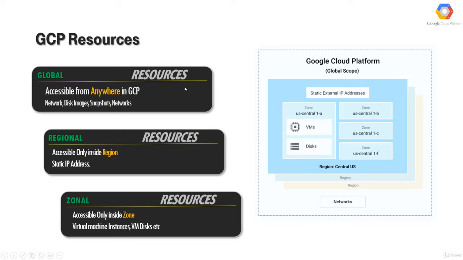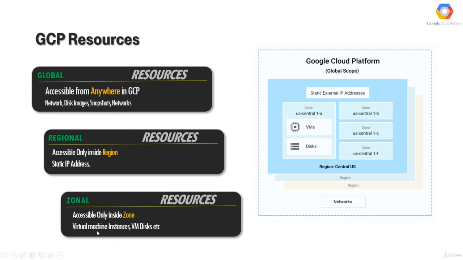If I proceed further and try to understand what the resources and their categories are, there are global resources, which are accessible anywhere in Google Cloud Platform, like network, disk images, and snapshots. There are some regional resources very specific to that particular region, that is static IP address, and the zonal resources that are only accessible inside the zone, that is virtual machines, VM disks, and all that. Those are zonal resources which reside inside that particular zone.